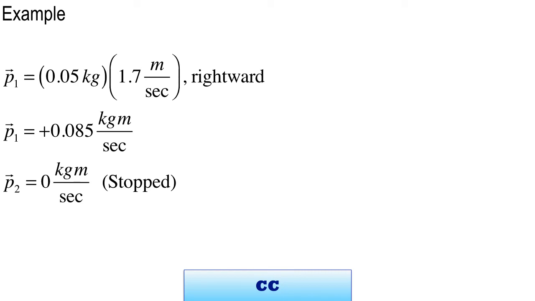Hey, you guys, a kilogram meter per second is the unit of momentum. It doesn't have a fancy name like Newton, but it is the metric unit of momentum. Newtons are kilogram meter per second squared; this is just kilogram meter per second. Now, momentum number 2 is the easy one. That's 0 because it's stopped. So no matter what the mass is, if it's stopped, its momentum is 0. That allows us to figure out delta P.